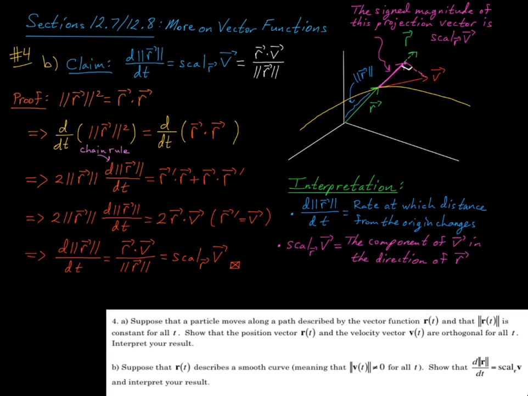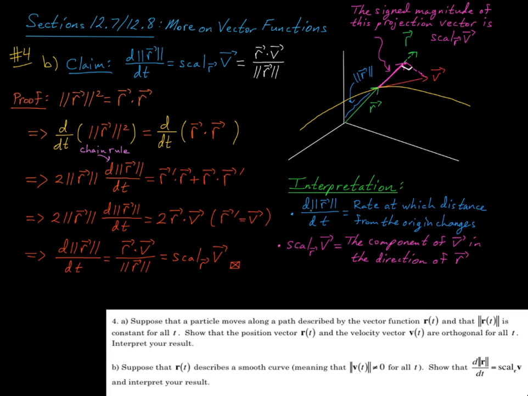Now what does that measure? It's measuring the component of our velocity vector onto our position vector. If I take the position vector and translate it up so its tail coincides with the tail of the velocity vector, I can project V onto R, and that gives us this projection vector here in purple. And the scalar projection, remember, is the signed magnitude of this purple projection vector.